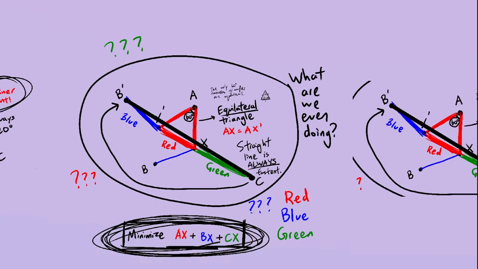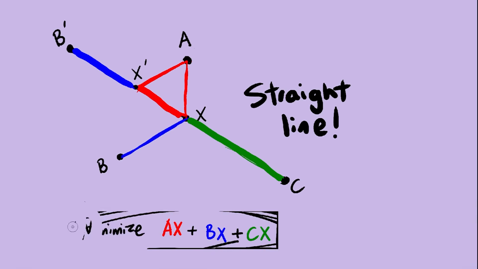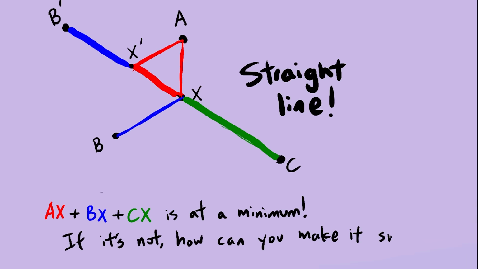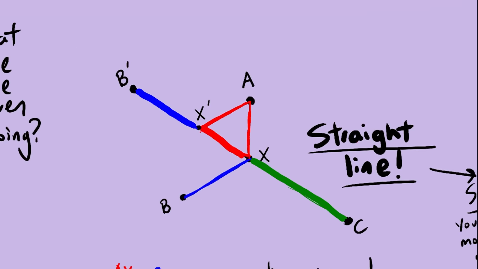Therefore, if we draw another diagram where the green, red, and blue lengths are all on a straight line, that would be optimal. Green plus red plus blue is at a minimum. Think about it. How would you decrease green plus red plus blue from here? You can't. This is already a straight line with no way to shorten it. Now that we've established that this diagram is optimal, let's finish the proof.